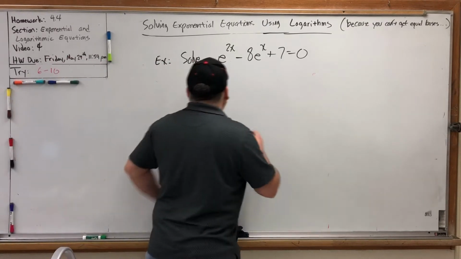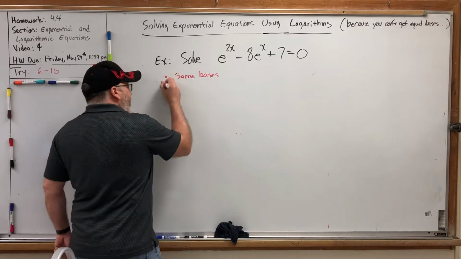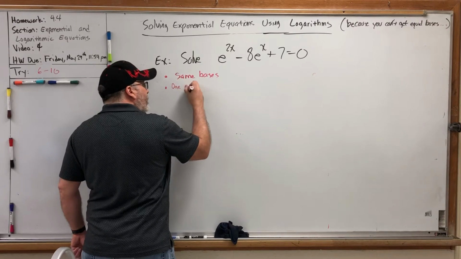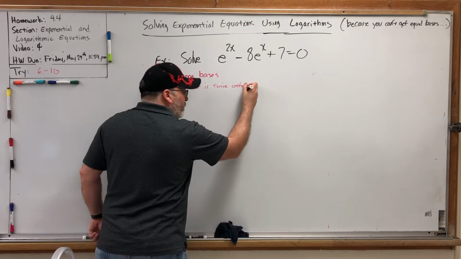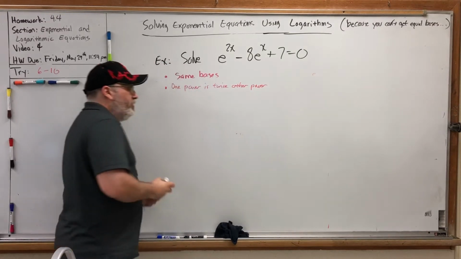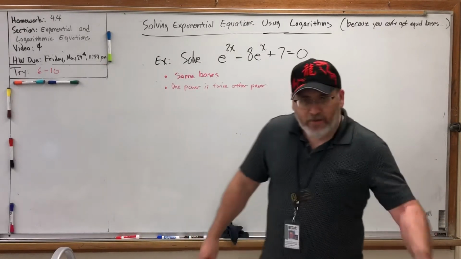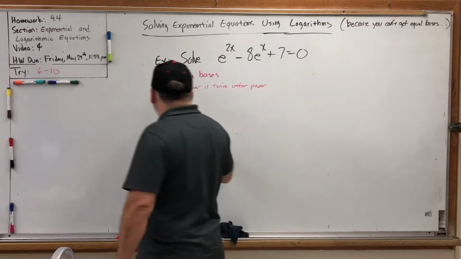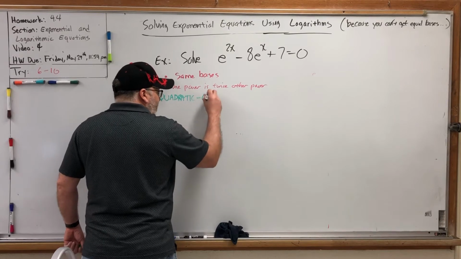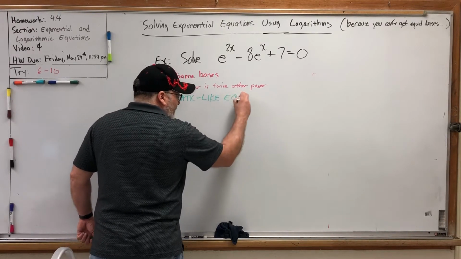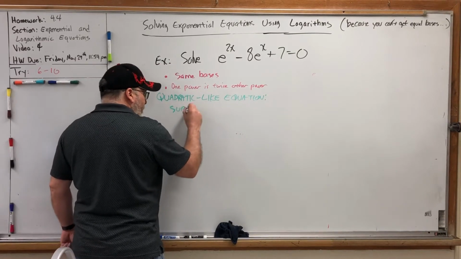If you have same bases, and one power is twice the other power, which we have here, do you remember the gimmick for approaching this? This is a quadratic-like equation. It's not quadratic yet, but we can make it quadratic if we use a proper substitution.